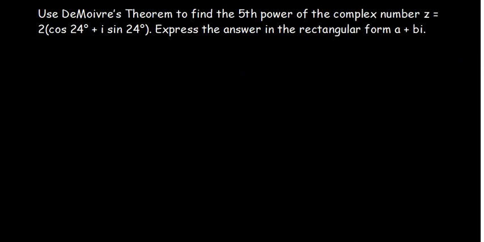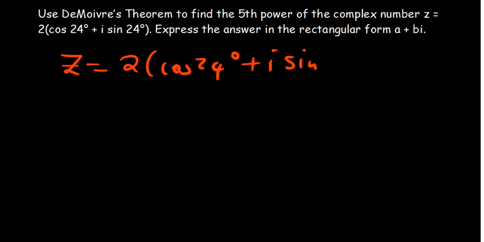Use de Moivre's theorem to find the fifth power of the complex number z equal to 2 (cos 24 plus i sine 24). So when they say the fifth power, what we've been told is our complex number z is equal to 2 cos 24 degrees plus i sine 24 degrees. When you say fifth power, you're trying to raise it to the power 5. And how does that apply?